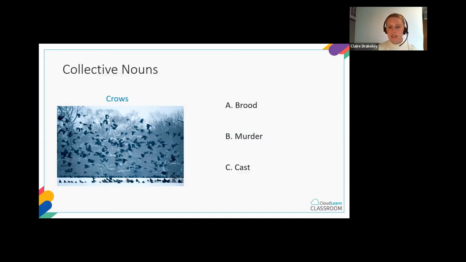So, someone's in the chat. Sorry, we missed you. Let's have a look at the polls then. So you can see which one we're going to ask here. We're looking for the collective noun for crows. Is it A, a brood, B, a murder, or C, a cast of crows? One of those is the collective noun for crows. Hopefully you can see your poll. One of those is the name for lots and lots of crows.